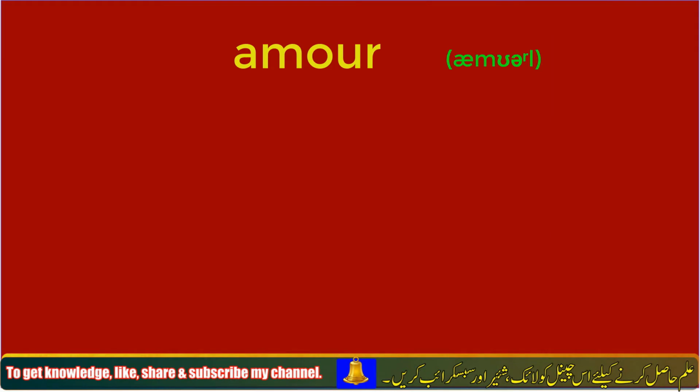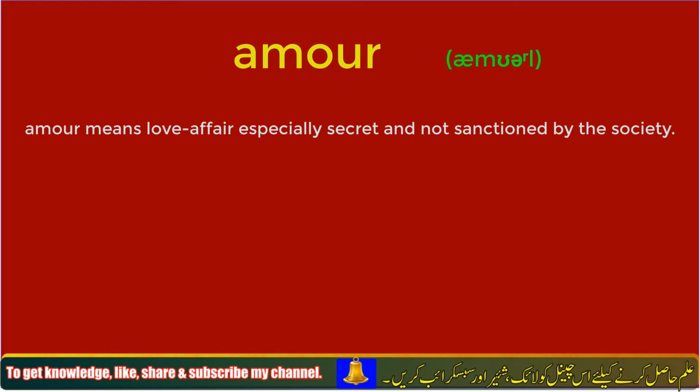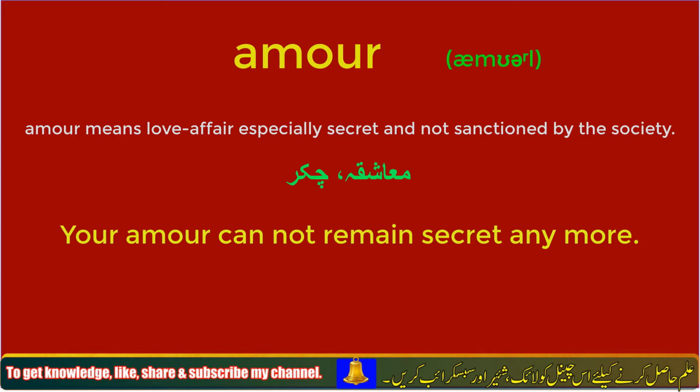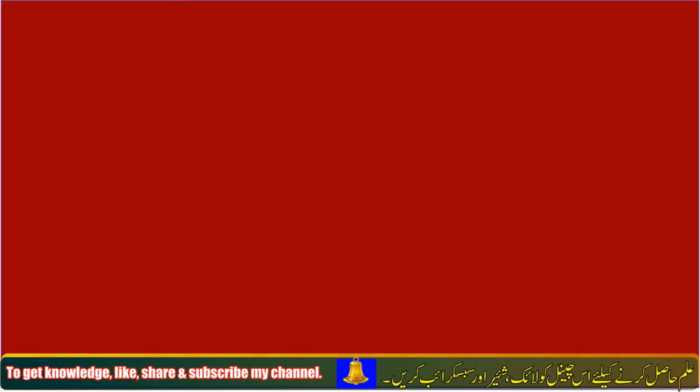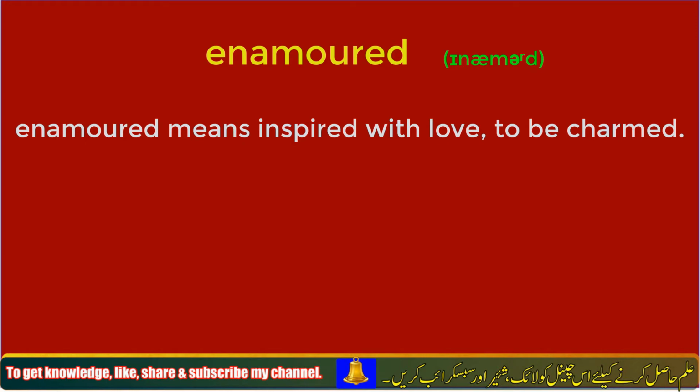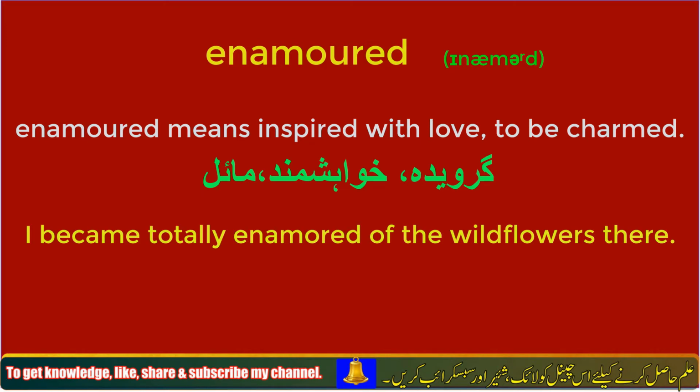Amour. Amour means love affair, especially secret and not sanctioned by the society. Your amour cannot remain secret anymore. Enamored. Enamored means inspired with love, to be charmed. I became totally enamored of the wildflowers there.